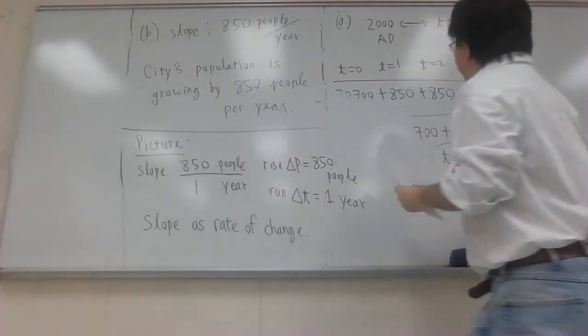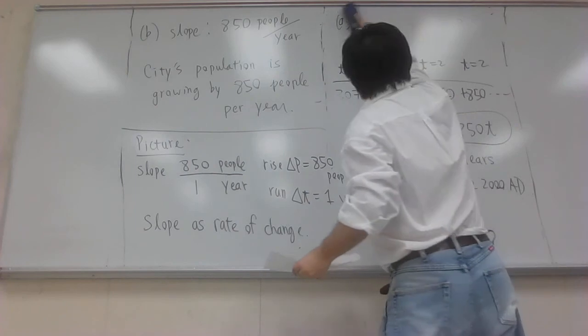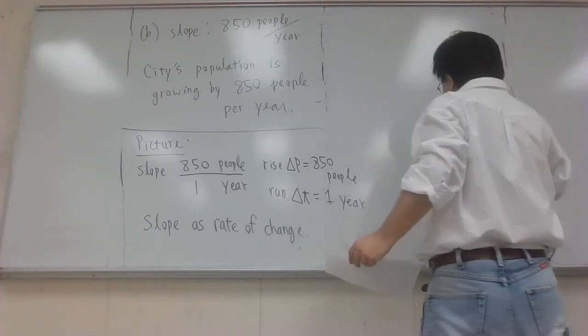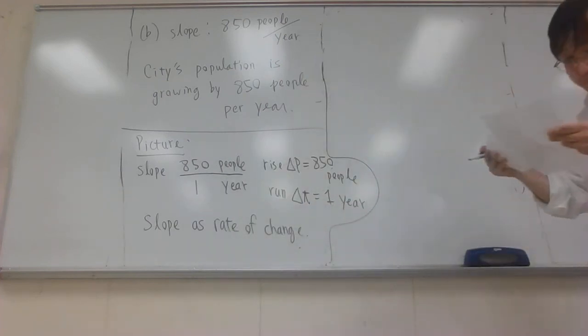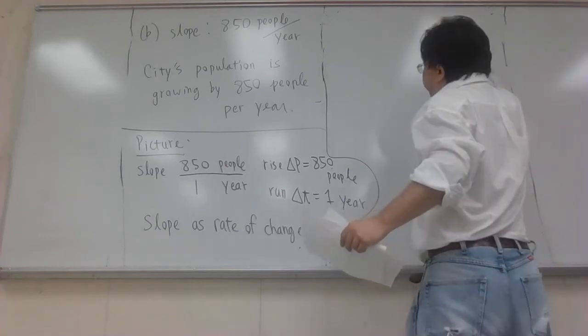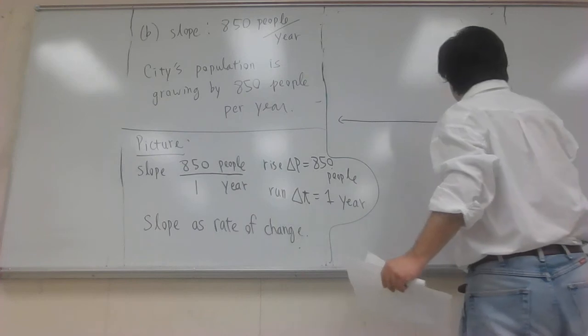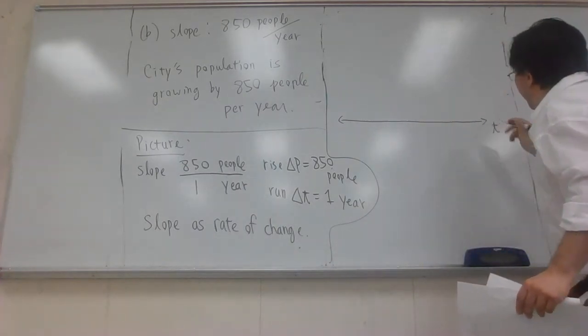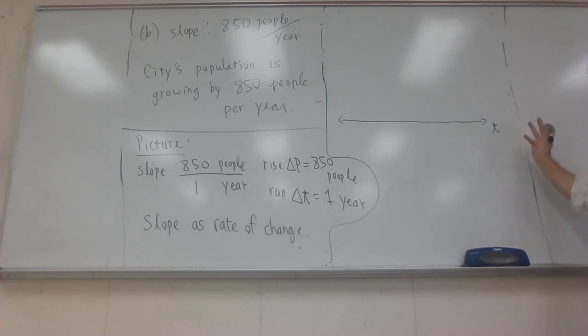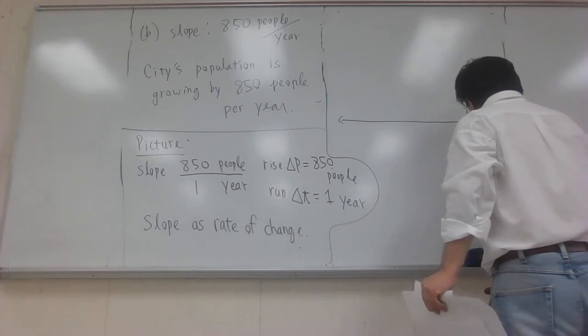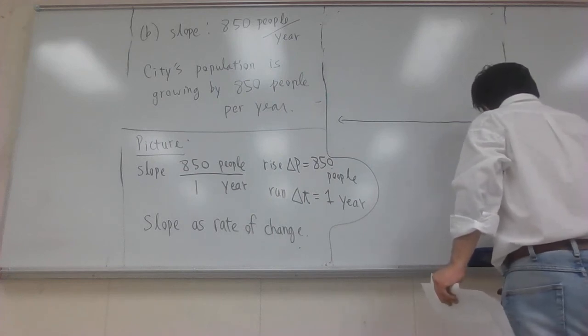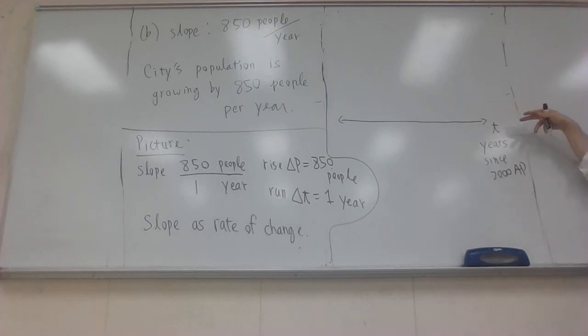Okay, so let's sketch the graph of P(t). The horizontal axis is for the input variable t, and the units for t are years since 2018.